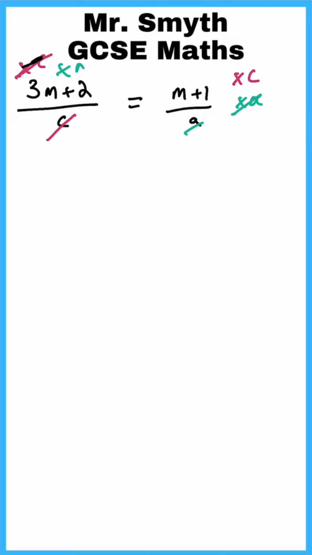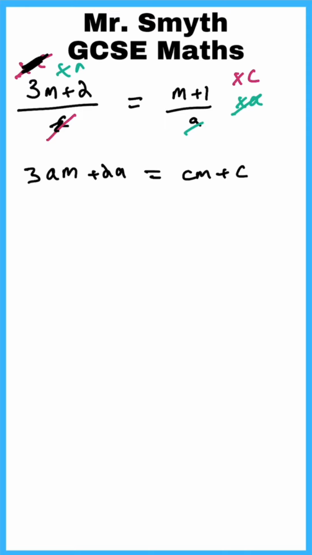So on this left hand side the c's are now cancelled, but I'm timesing by a, so I've got 3am. This is starting to get a bit messy, isn't it? So 3am plus 2a, and then that's going to be equal to, on this side I've got cm plus, and then 1 times by the c gets me c.